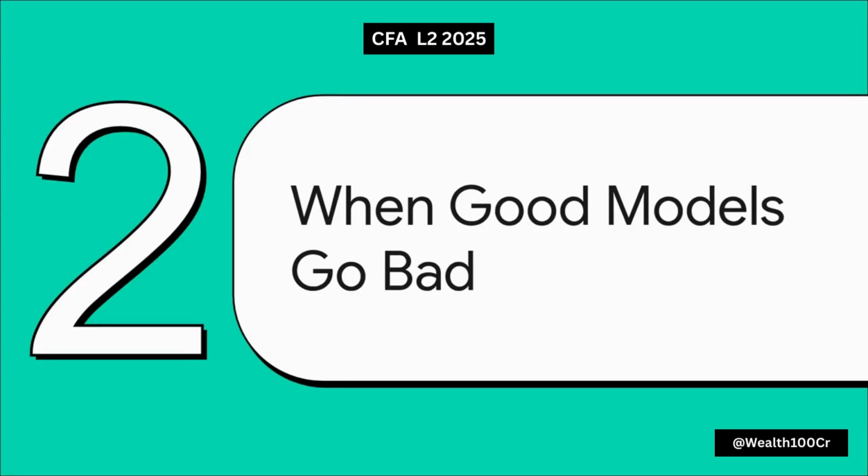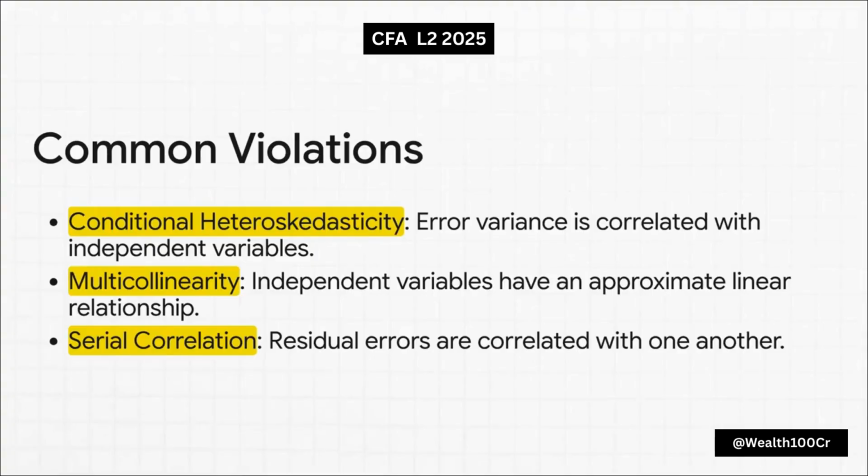You know, building the model is really just step 1. A real analyst knows how to diagnose it when it's sick, because even the best-looking models can be built on a shaky foundation, and that can lead you to some seriously wrong conclusions. And here are the 3 usual suspects you absolutely have to know for the exam. First, you've got conditional heteroscedasticity. Just think of that as the model's error being unpredictable. Then there's multicollinearity. That's when your inputs are all tangled up and telling you the same story. And finally, serial correlation, which is when your model's mistakes have a memory.